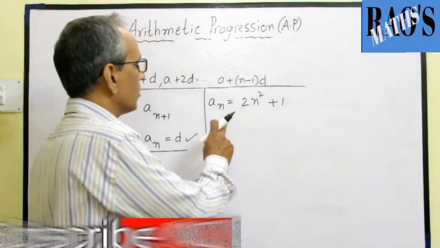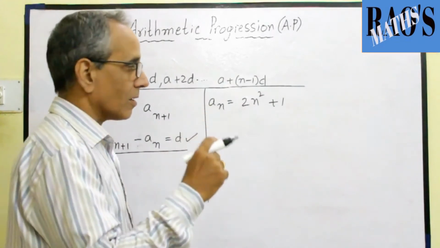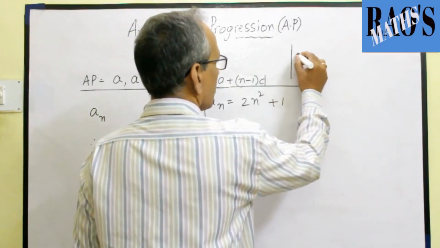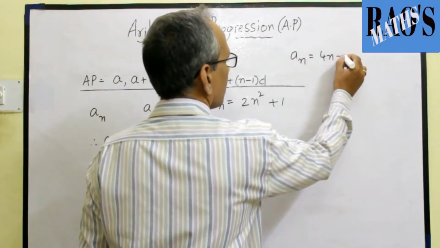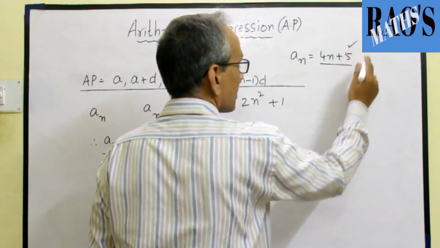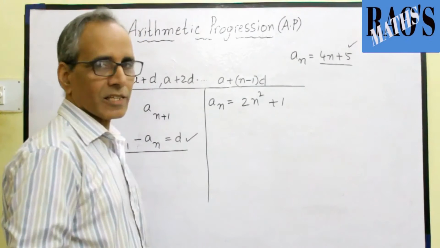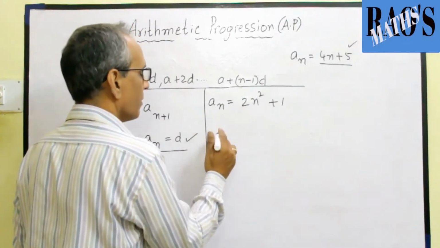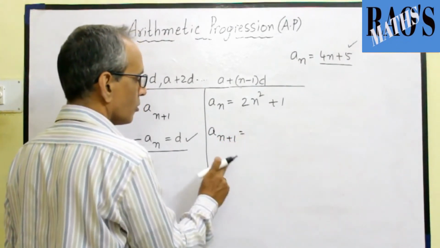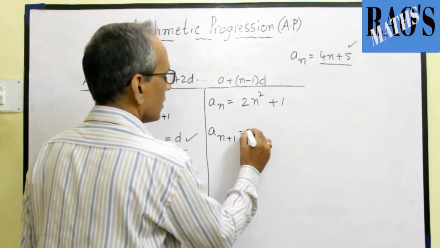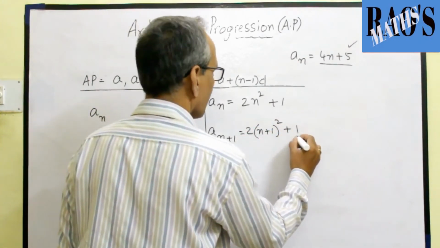In this question, you are given the nth term is 2n square plus 1. So recall, in the first example, you were given an is equal to 4n plus 5, a linear expression. Here it's not a linear expression. Let's see what happens. Let me find the (n+1)th term, that is a(n+1). We substitute n plus 1 in the place of n. So this is 2 of (n plus 1) whole square plus 1.